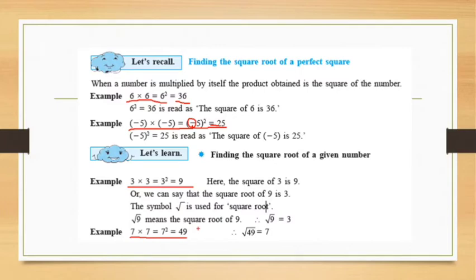What is the difference in the case of the square root? If the square of 7 is 49, then the square root of 49 is 7. It is the opposite case. The square and the square root are two opposite cases. If the square of 3 is 9, then the square root of 9 will be 3. Clear?